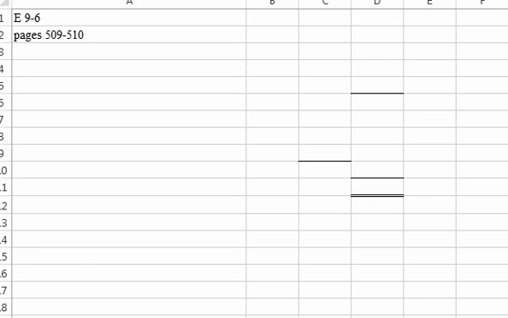Okay, still with the gross profit method, we're going to look at another exercise. As a matter of fact, you might even want to try this one just on some paper before watching the video. See how it goes for you. But it's very similar. Here, let's read it. Exercise 9.6 is on pages 509 and 510.